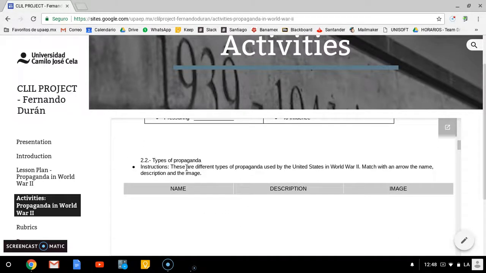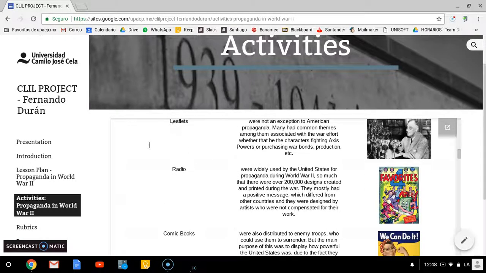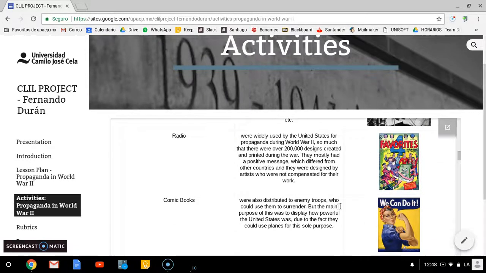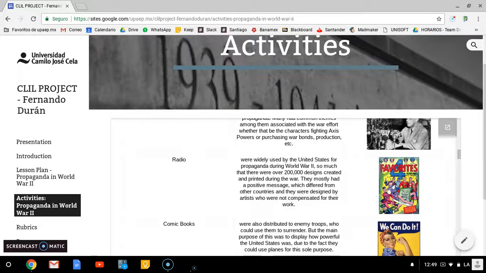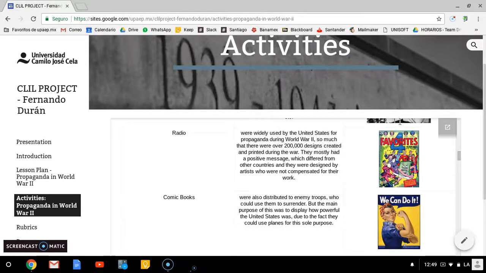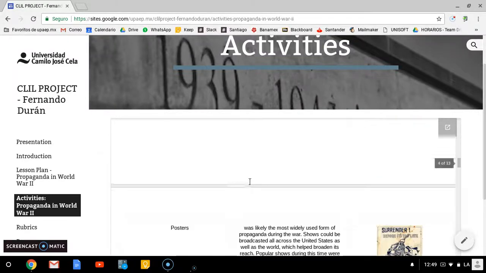A second activity is related to types of propaganda. The instructions are to match the name of the propaganda type, the description, and the primary source. That way they have more information to get out of the stress and to focus on what is important, and they start coming into the primary sources analysis, because as you can see here, these posters and comic books are primary sources, so they are already getting into that topic.